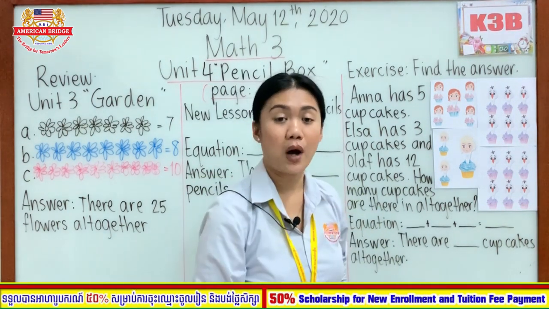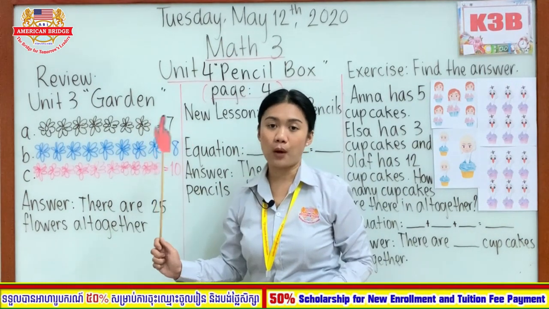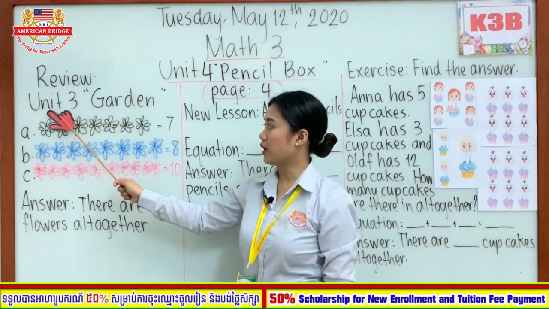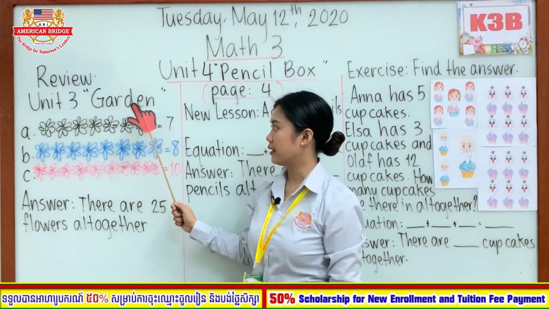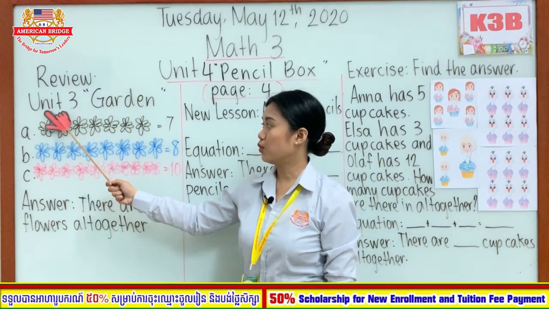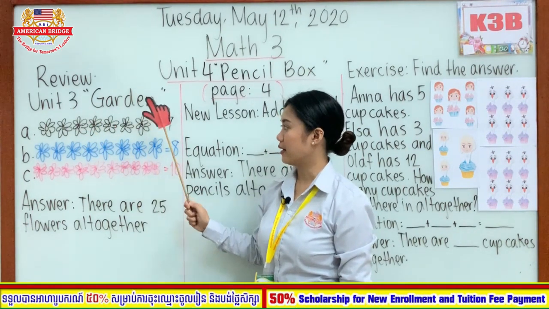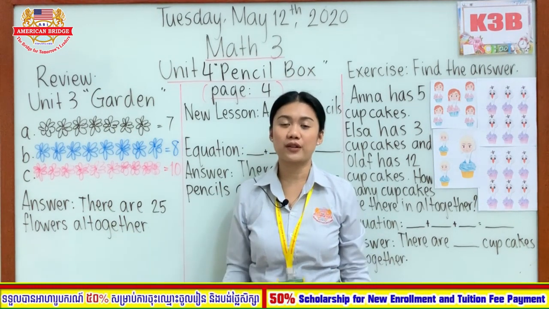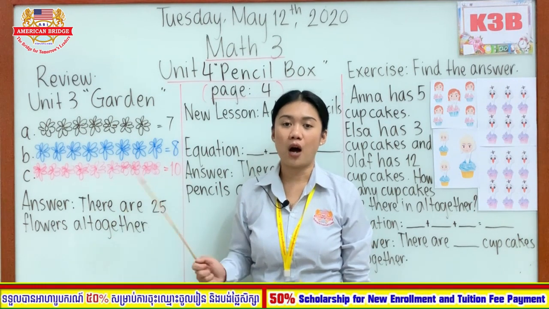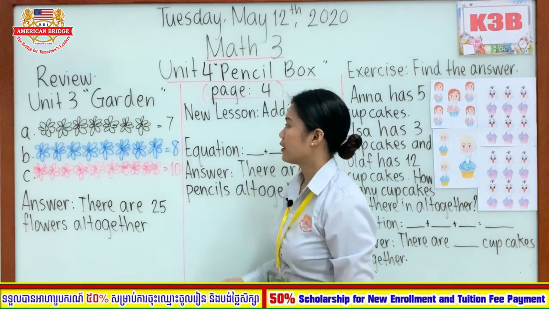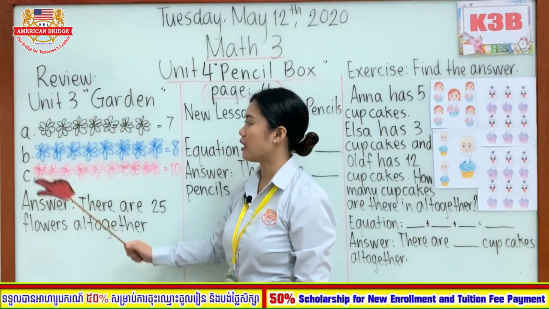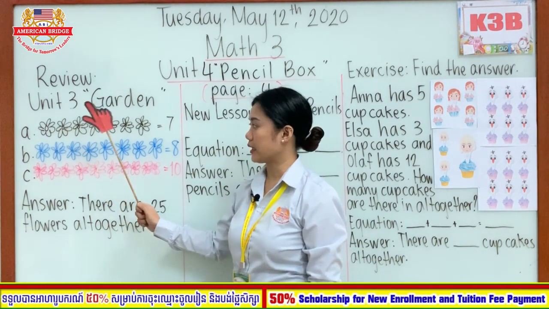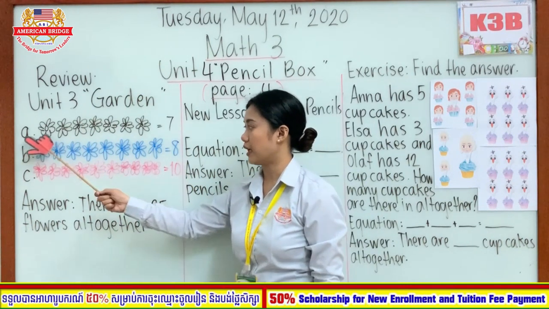Okay, before we go to our new lesson today, let's review our previous lesson. Here is our review. Unit 3, garden. What is garden, everyone? You still remember garden? Great. A place where you can find a lot of flowers and plants. Good job. So we have letter A, B, and C here. Letter A has black flowers. Let's count how many black flowers letter A has.